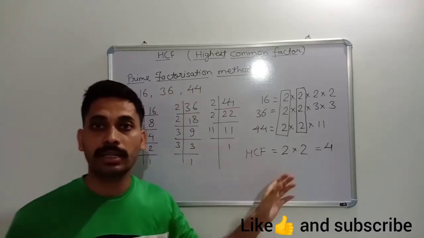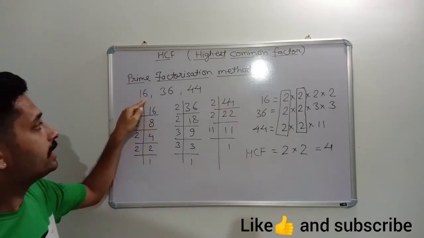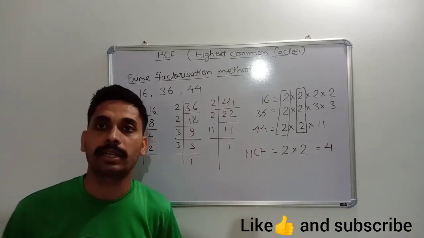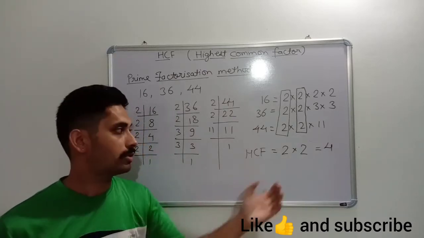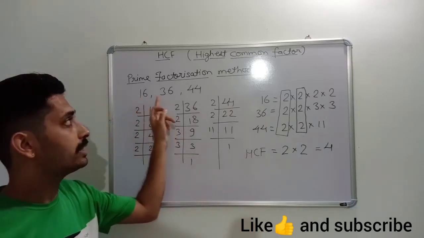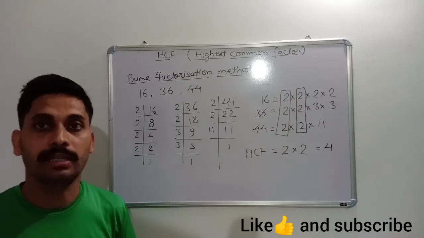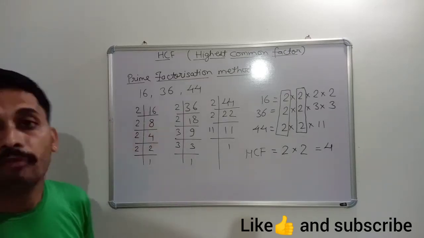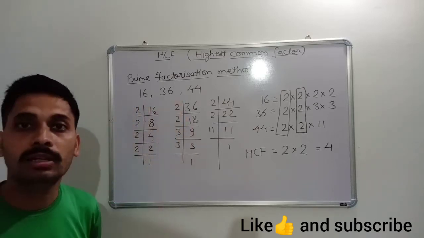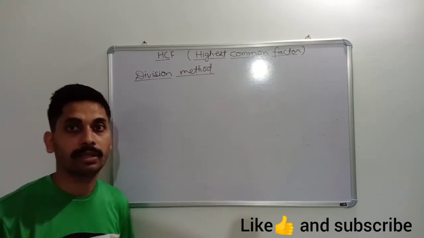Means 4 is the highest number by which 16, 36 and 44, all the three numbers are exactly divisible. Okay, so this is the meaning of HCF. This method is known as prime factorization method, because in this method we are finding the prime factors of the numbers. Next method to find the HCF is division method.